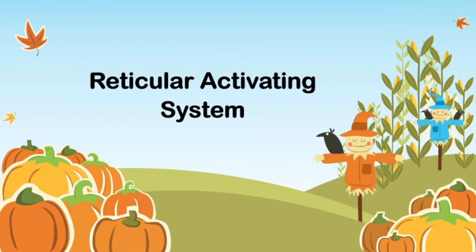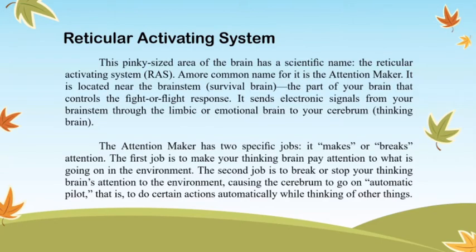Reticular activating system. This pinky-sized area of the brain has a scientific name, the reticular activating system or RAS. A more common name for it is the attention maker. It is located near the brainstem, the survival brain, the part of your brain that controls the fight or flight response. It sends electronic signals from your brainstem through the limbic or emotional brain to your cerebrum, the thinking brain.